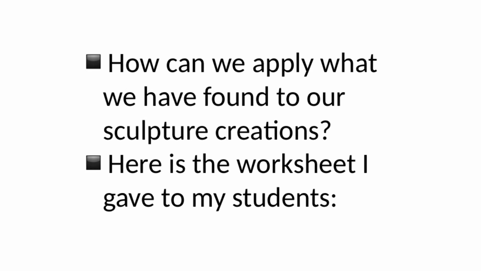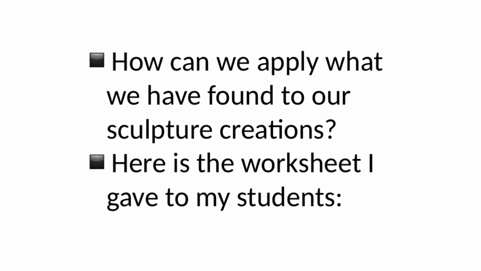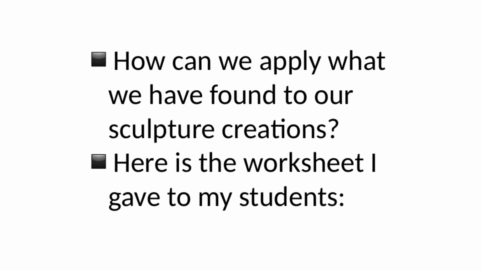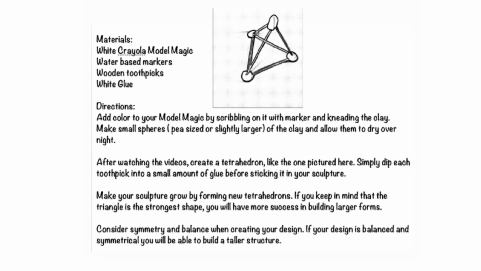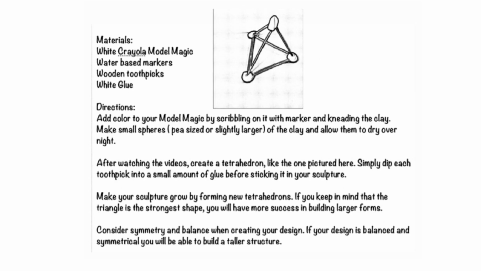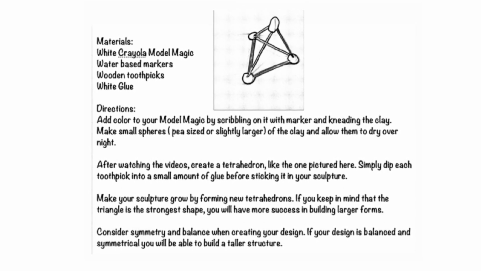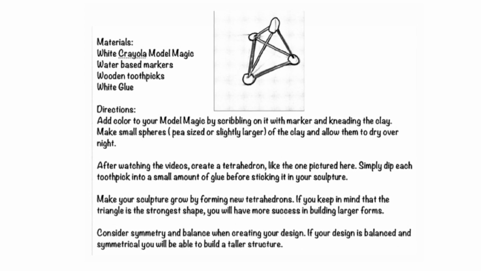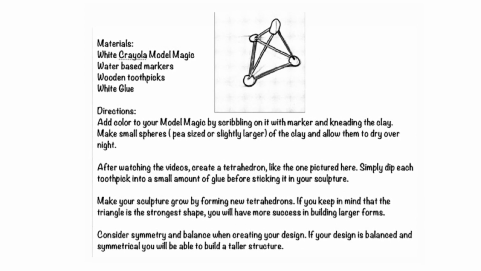So the next question is, how can we apply what we found to our sculpture creations? Here's the worksheet I gave my students. Materials: white Crayola Model Magic, water-based markers, wooden toothpicks, white glue. Directions: add color to your Model Magic by scribbling on it with marker and kneading the clay. Make small spheres, pea-sized or slightly larger, of the clay and allow them to dry overnight.